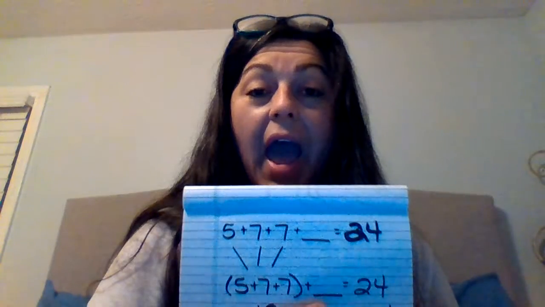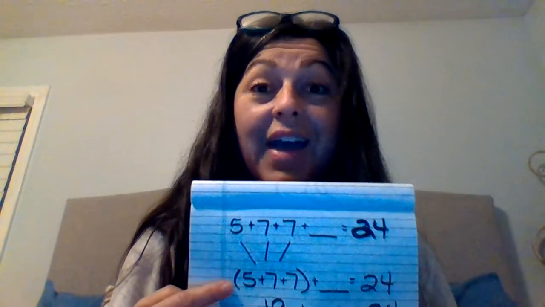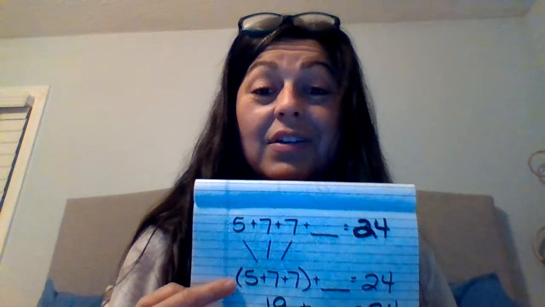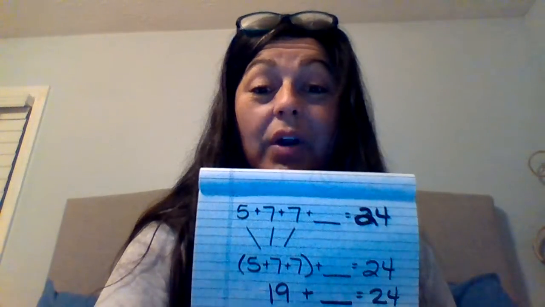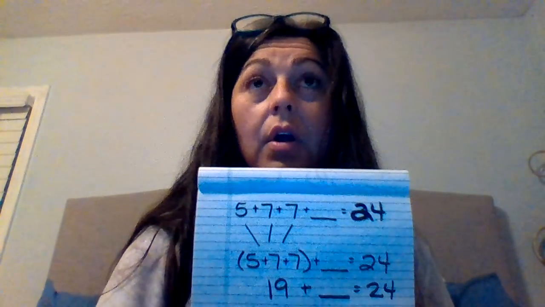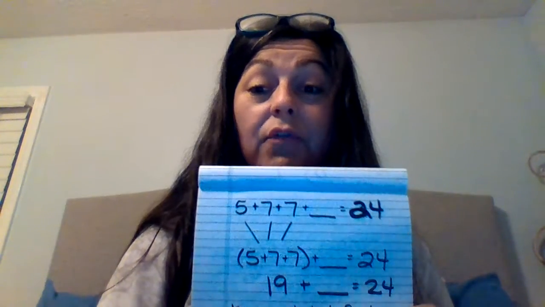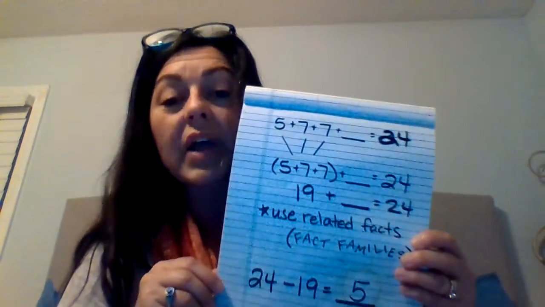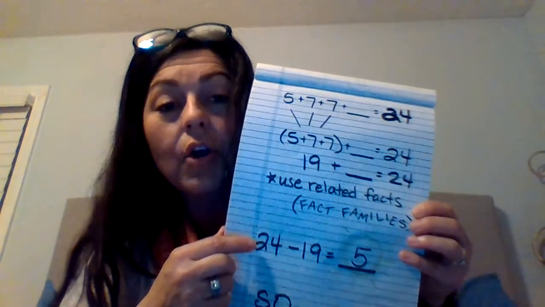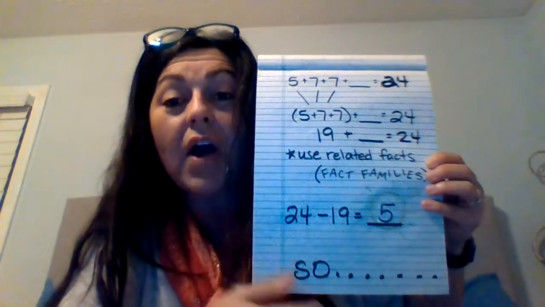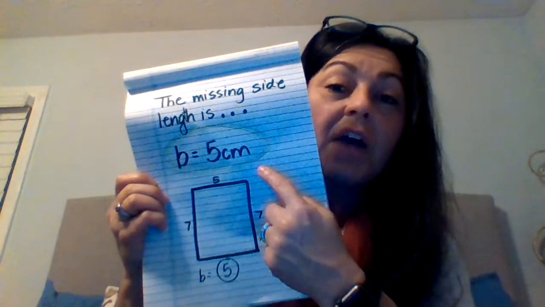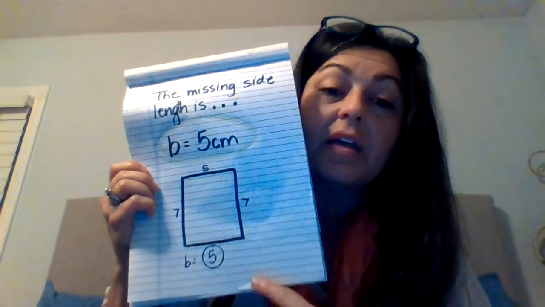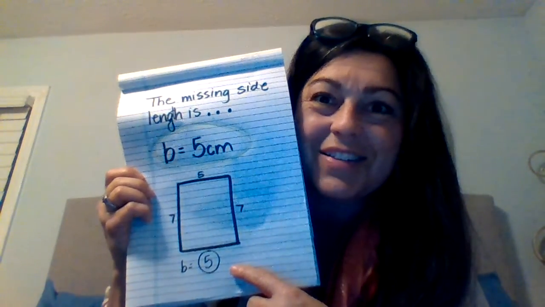So what am I going to do? Add what is known together. What's 5 plus 7 plus 7? Notice I put parentheses around it. 19. So I know that if I have 19 and add it to whatever is missing here, I'm going to get 24. So I can either count on my fingers 19 up to 24 or, boom, use related facts, fact families. Right here, 24 minus 19 equals 5. So guess what's going to happen? The missing side length is 5 centimeters. Is that what you guessed in the beginning? If it is, you were correct.